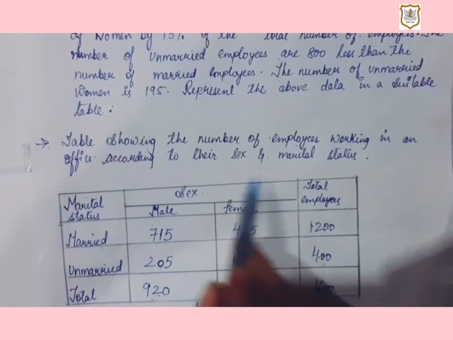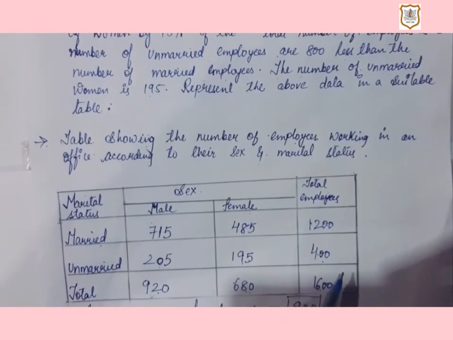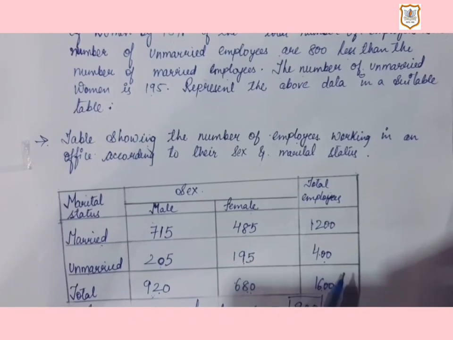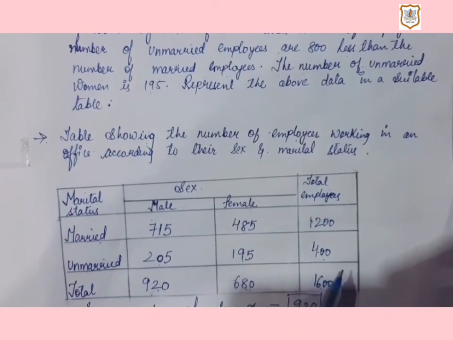So this way we have solved the tabulation method sum number 2. We are done with sum number 1 and 2.